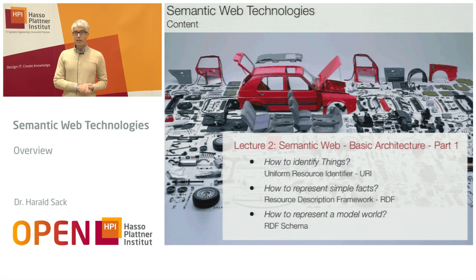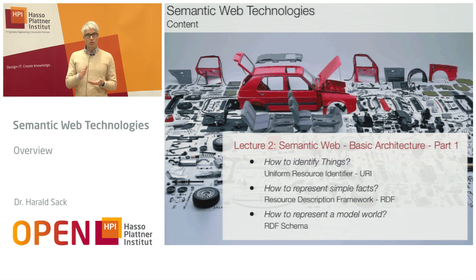Okay, then we come to the basic architecture of the semantic web. First, of course, we have to talk about how we identify things. We do this with a so-called uniform resource identifier that you might already know. For example, if you put a web address in the slot of the browser to access a web page, this web address usually is a uniform resource locator, and the generalized form of that is the uniform resource identifier. Then, if we know how we can identify things, we want to represent facts about these things. And this can be done with the so-called Resource Description Framework.